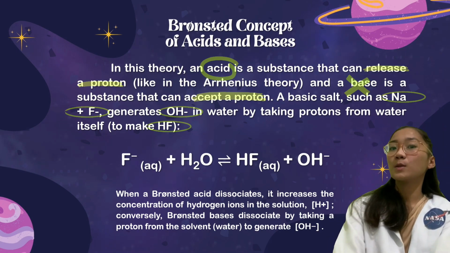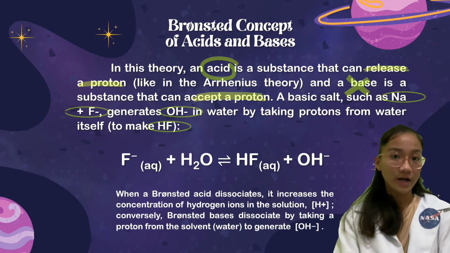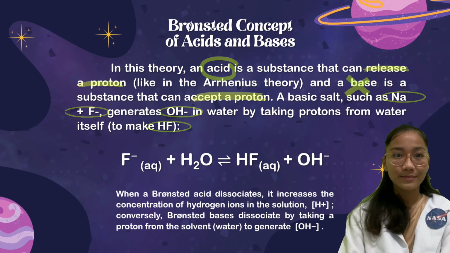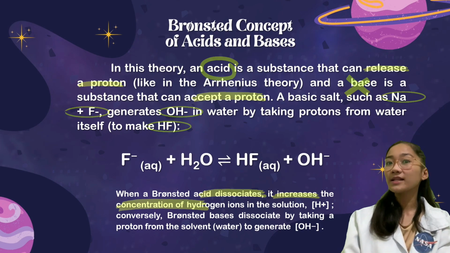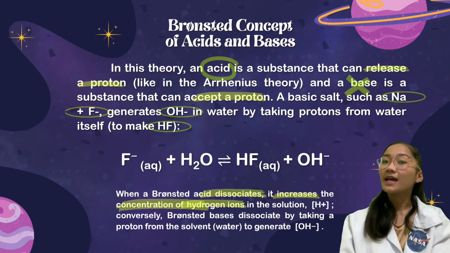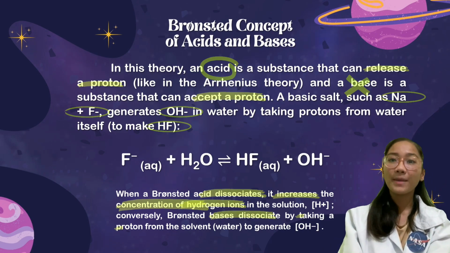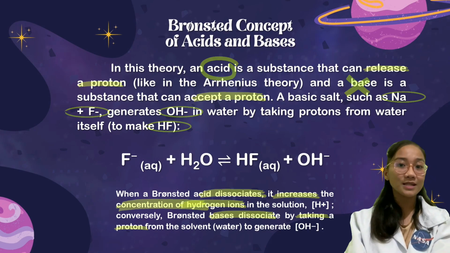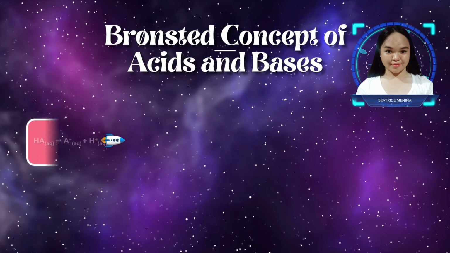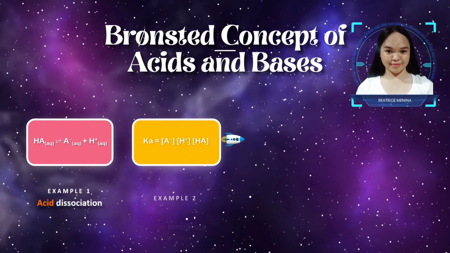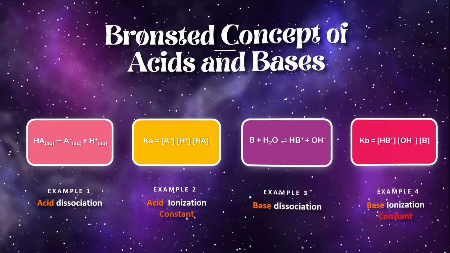Chloride ion plus water has a weak acid or base that produces hydrogen fluoride and hydroxide ions. When a Bronsted acid dissociates, it increases the concentration of hydrogen ions in that solution. Conversely, Bronsted bases dissociate by taking a proton from the solvent. Not just that, we have several real-life examples here, such as the acid dissociation, acid ionization, base dissociation, and base ionization constant. Move on to that.